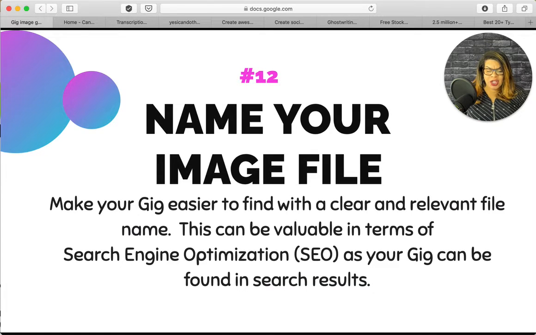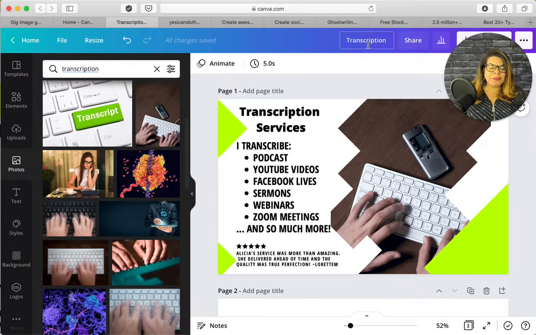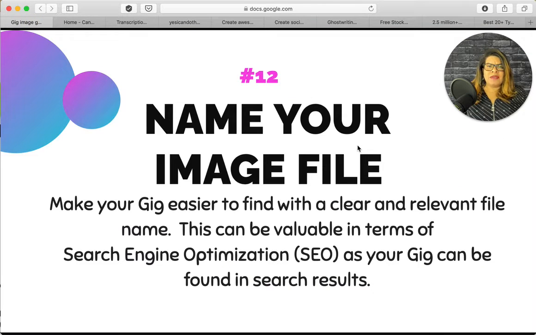Name your image file. This is what I was just talking about. I've never heard Fiverr talk about this. This is the first time, but it's so important to do this. So for example, this file was called transcription. What happens is when you upload that to Fiverr and Fiverr is reading everything about your gig, it says, okay, your image is called transcription. Transcription is in your keyword. It's in your title. It's in your description. This must be about transcription. Let's make sure that it ranks high for transcription. So, name your image file. A lot of people just leave it at the default image file name, which has no value to getting better search results.